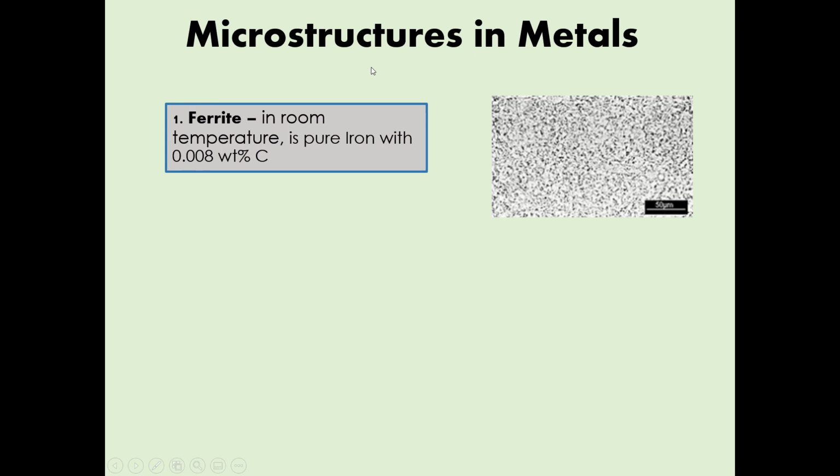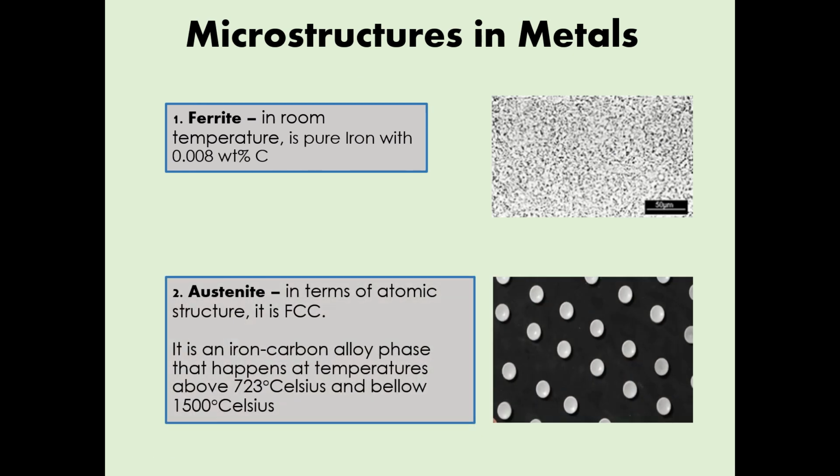So one of the predominant microstructures in metals is ferrite. Ferrite exists at room temperature. This is very evident in pure iron with at least a very small percentage of carbon. So we also have austenite. Okay, so in terms of atomic structure, it is face-centered cubic. So this is an example of austenite here.